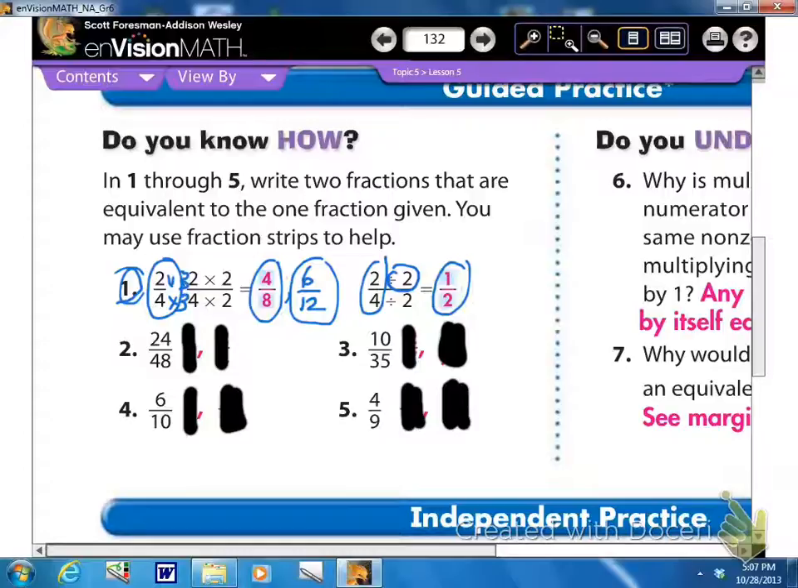I think you have enough information, and I'd like you to go ahead and try to find 2 equivalent fractions for 2, 3, 4, and 5, and bring them to class tomorrow. Remember, you can multiply by the same number, both the numerator and denominator, or divide by the same number to make it smaller if it's divisible by the same number.